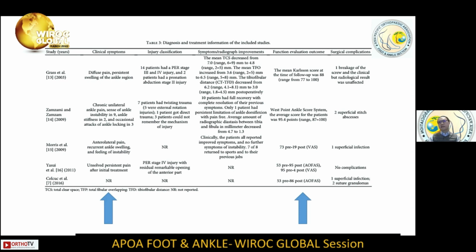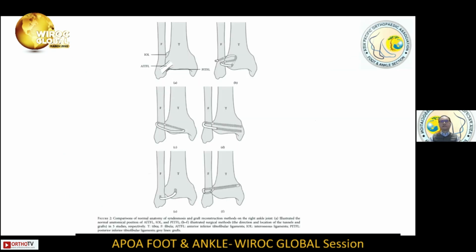They assessed the patients with various different score systems, like the Cardan scores, the AOFAS score, and the VAS pain scale. All improved as compared to pre-operation after reconstruction. This is a diagrammatic representation of how they put in the tendon graft for reconstruction of the distal tibiofibular ligaments, including the AITFL, the PITFL, and also the interosseous ligament of the syndesmosis.